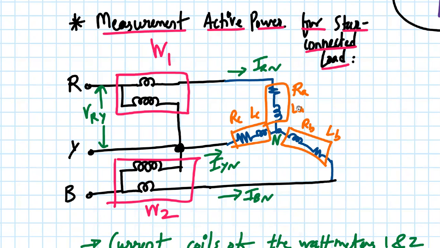So the coil will have a resistance and a small inductance value. So you have RA LA, RB LB, and RC LC. Basically, if it is a balanced load, then all their values will be the same. So that's what the circuit of a star connected load for measurement of power using the 2 wattmeter method looks like.